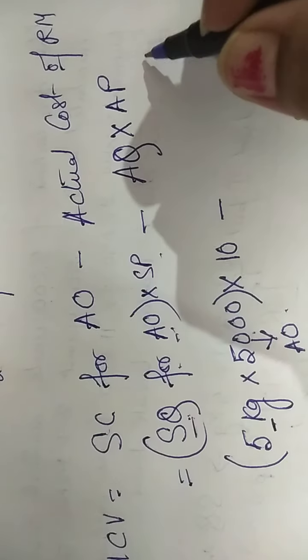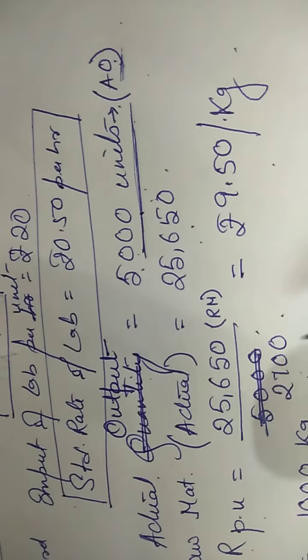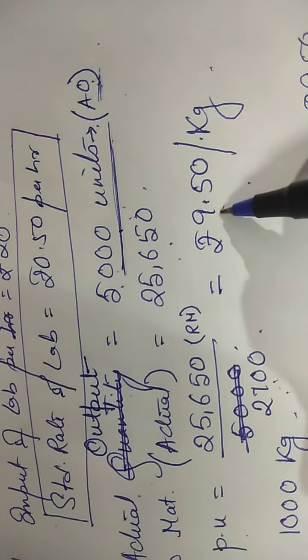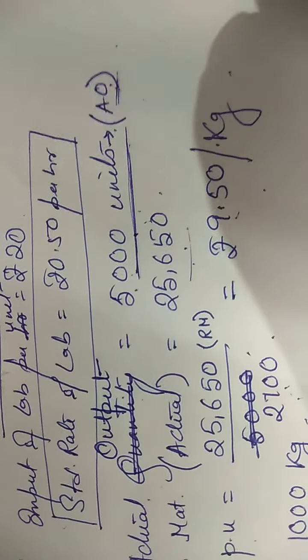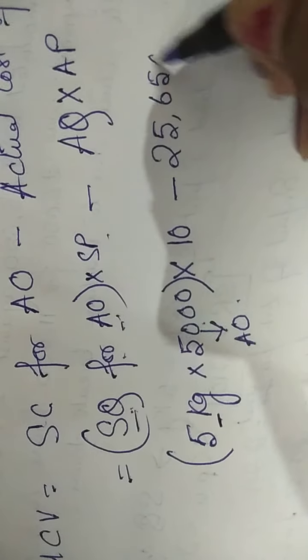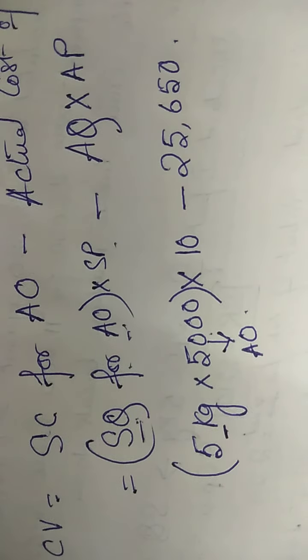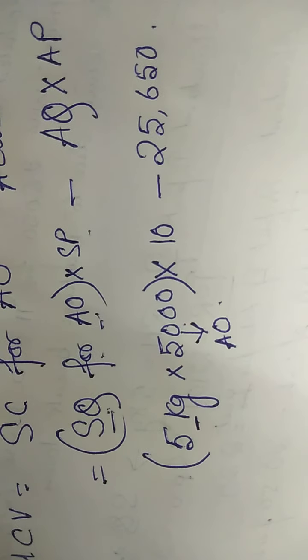Minus actual cost of raw material. Instead of doing actual quantity into actual price, although we have both, it's better I write 25,650 straight off. So let us do the calculations very fast. 5 5s are 25,000.